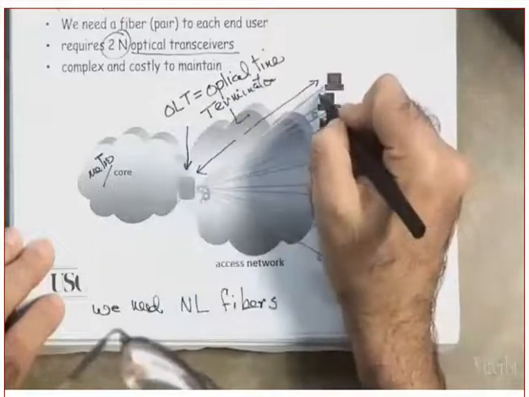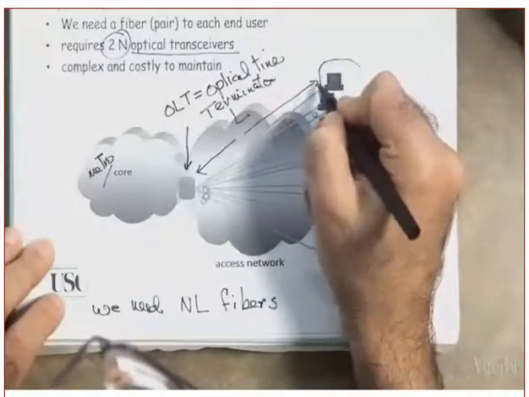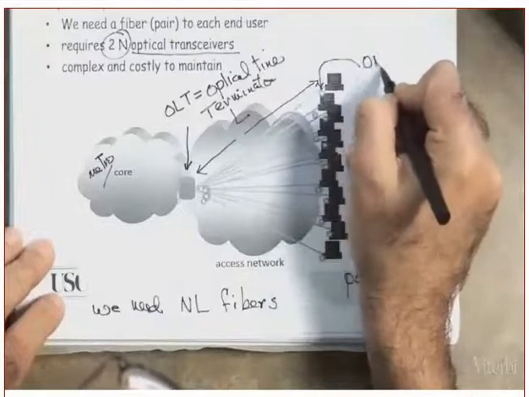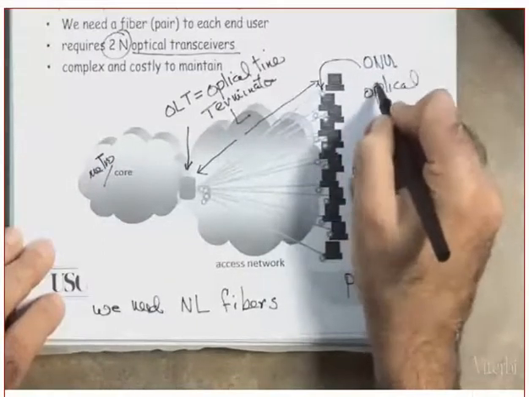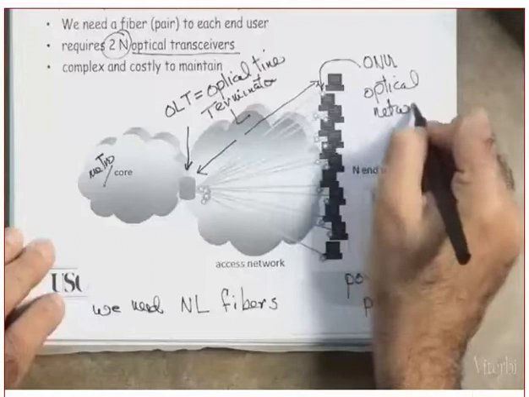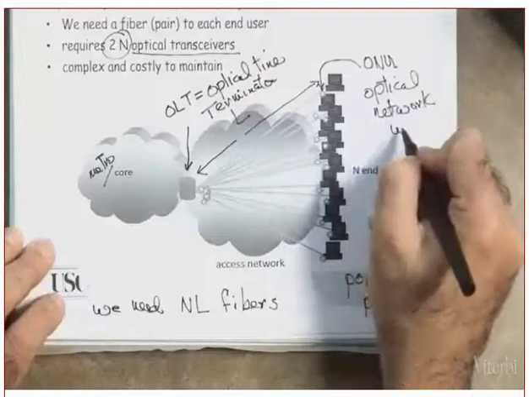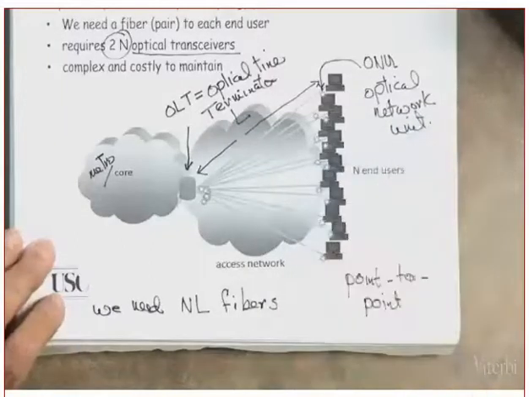These here, you see those stars here? These are referred to as what? ONU. ONU stands for optical network unit. Optical network unit.